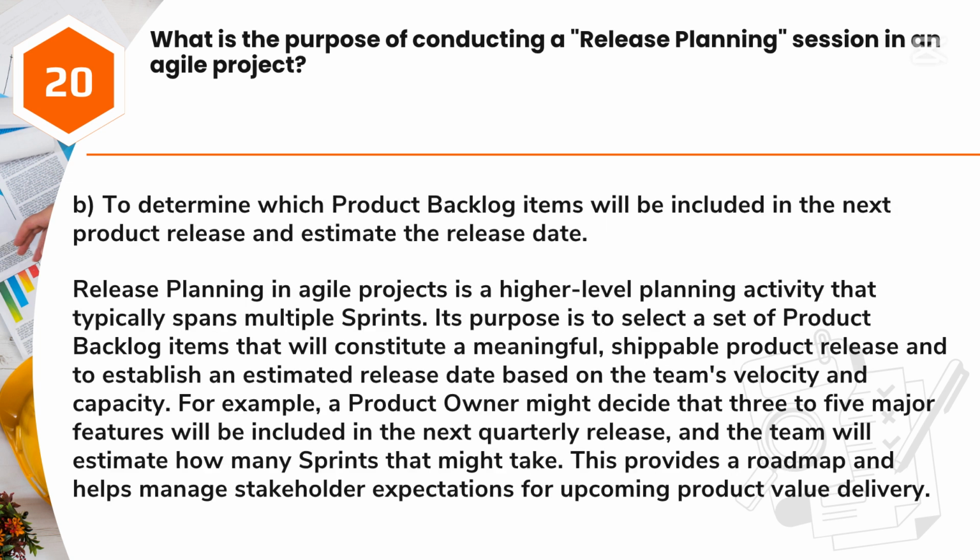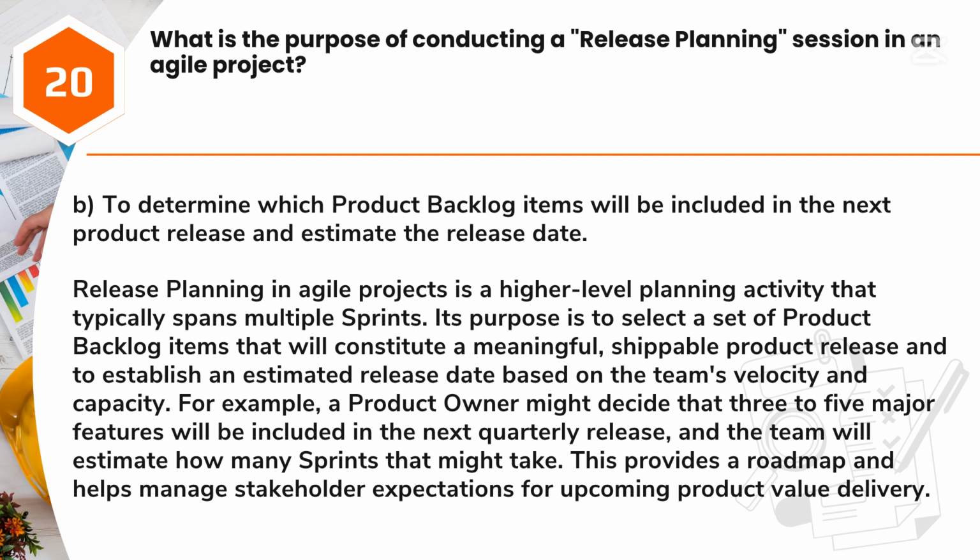Answer: B. To determine which product backlog items will be included in the next product release and estimate the release date. Release planning in agile projects is a higher-level planning activity that typically spans multiple sprints. Its purpose is to select a set of product backlog items that will constitute a meaningful, shippable product release and to establish an estimated release date based on the team's velocity and capacity.